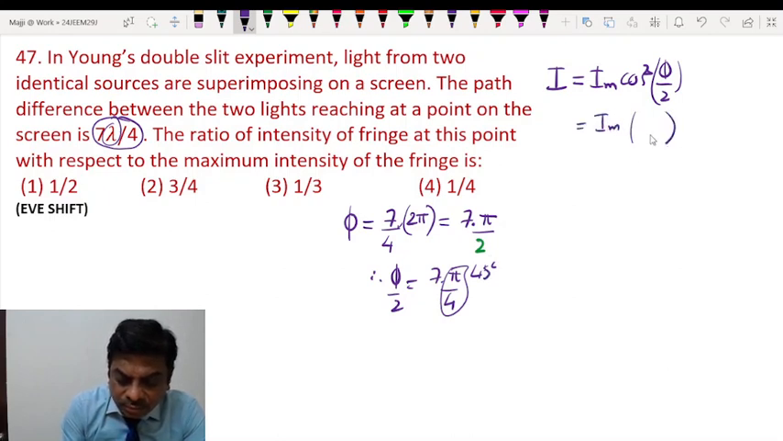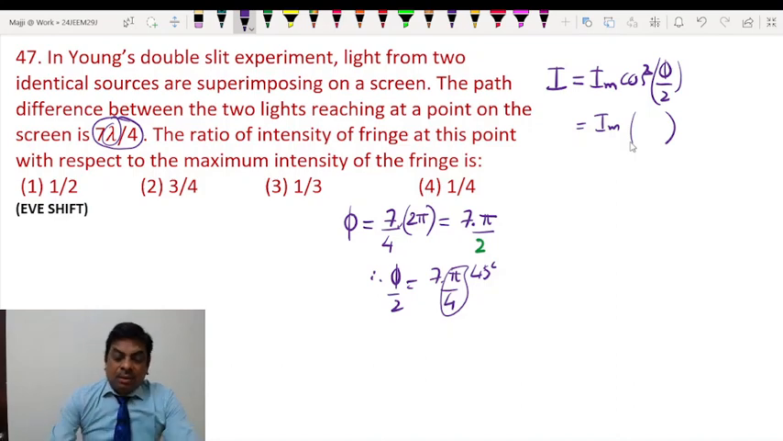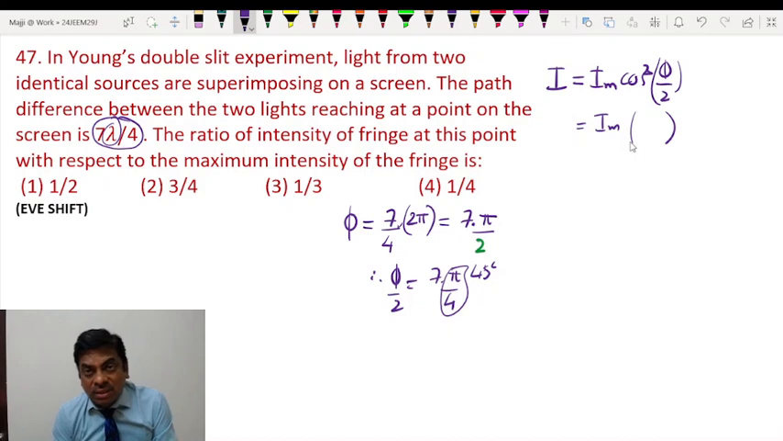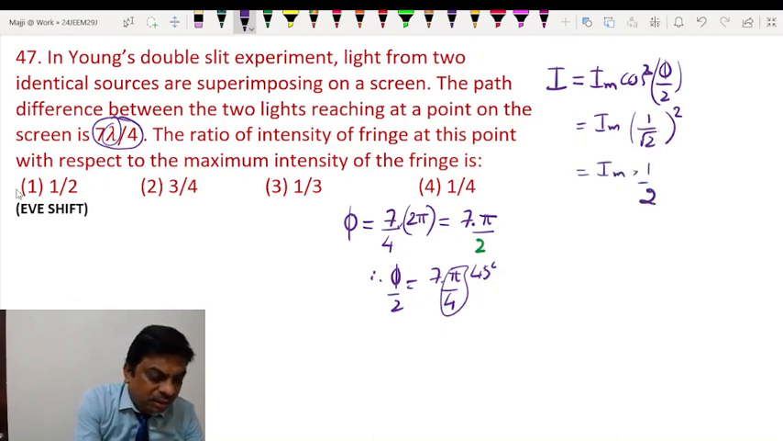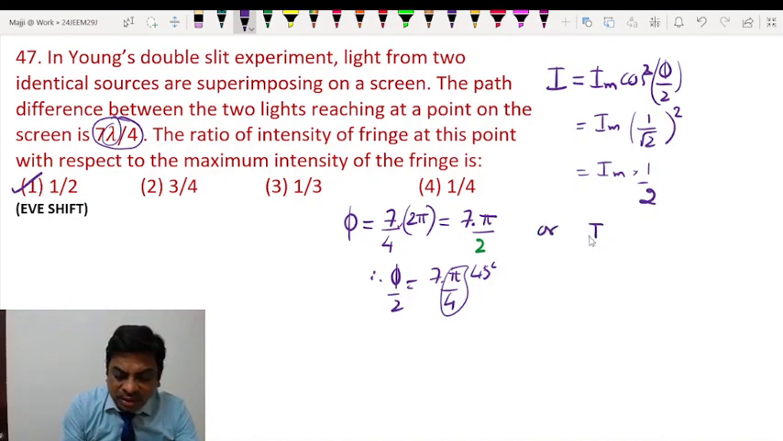Okay. Now students, you see, if it's an odd multiple of 45 degree angle, then its cosine will be either plus 1 by root 2 or minus 1 by root 2. If the angle falls in the first and fourth quadrant, cosine will be positive, whereas if it is in the second and third quadrant, cosine will be negative. So what will be the case, whether it is positive or negative? Anyway, you have to square it. So finally you get half. So half is the factor by which it changes, or we can write that intensity ratio related to the maximum intensity is half. Okay, students. So we will go with the first option.